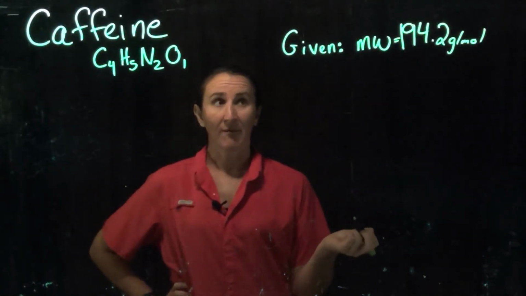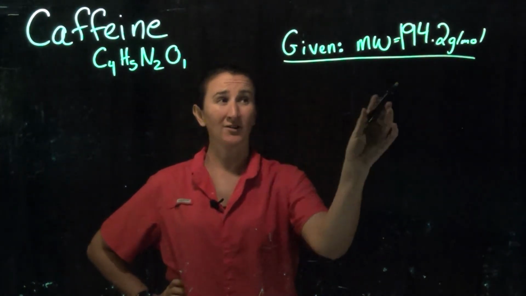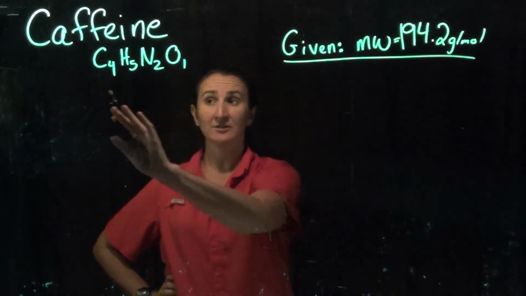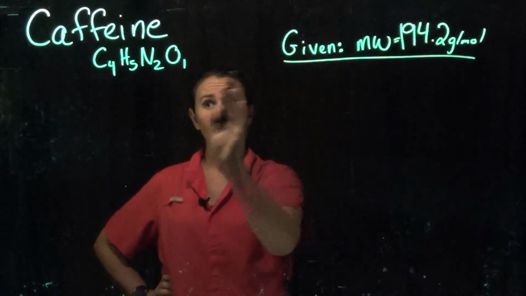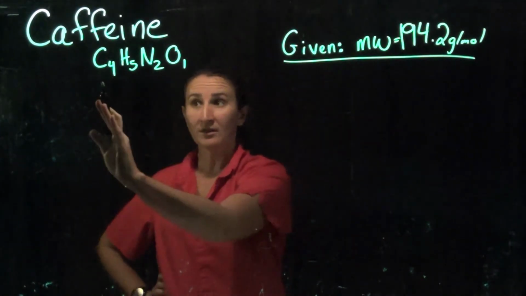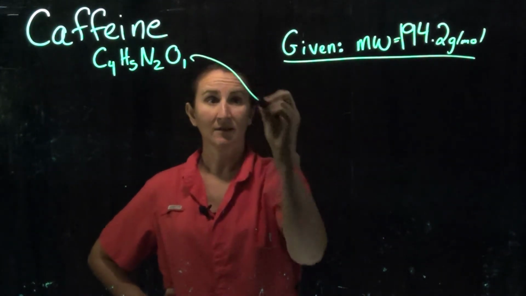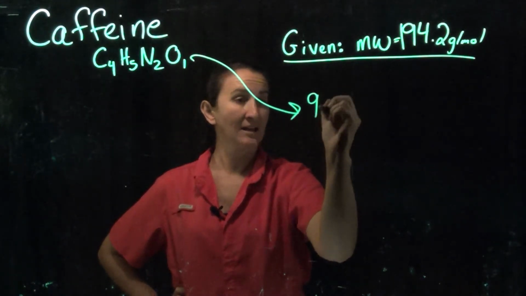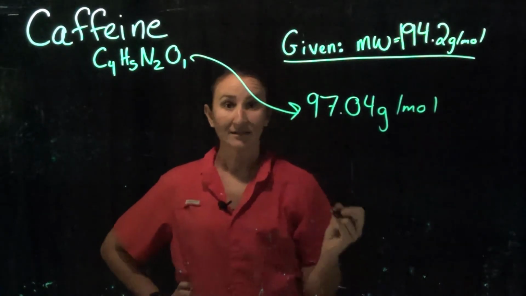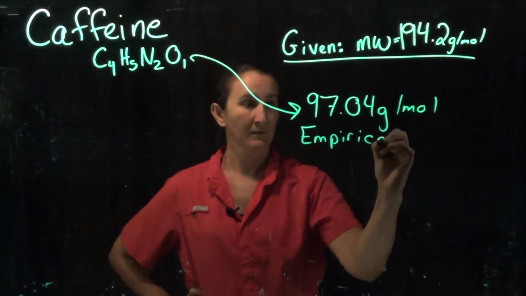For the second half of this problem, we are given this information. Our molecular weight of caffeine is equal to 194.2 grams per mole. Now, how you start out this problem is by first asking the question, if that is my molecular weight, then the mass of this compound should equal this. So calculate what the molecular weight of this compound is. That should be the first step. So this compound has a mass of 97.04 grams per mole. That tells me that this formula is my empirical formula.